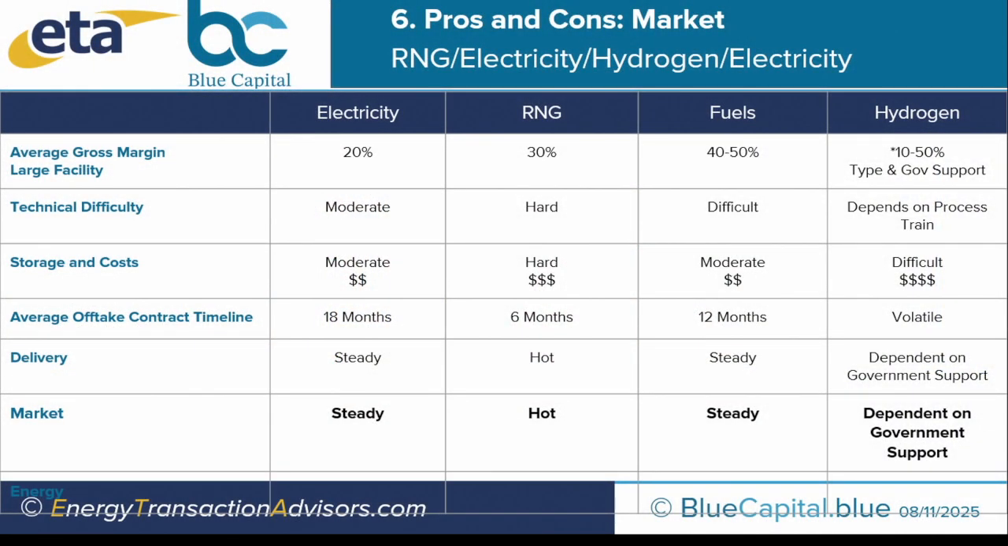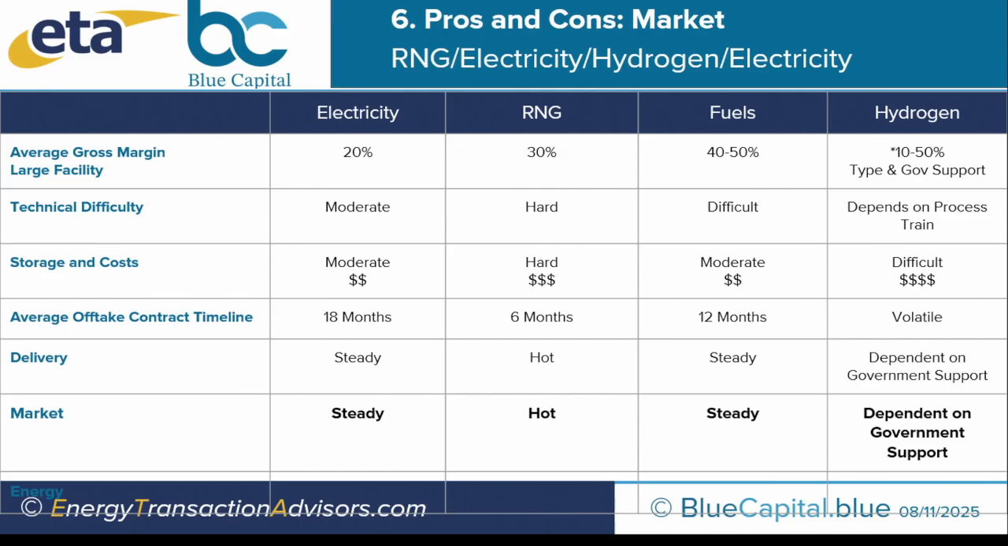All right. So electricity is a super steady market. You're always going to be able to enter into it. There's no lack of need for it. It's just a very steady market. It just takes some time to create the offtake contracts. RNG right now is hot. Basically, everybody in my list that works in the fuel industry that's looking for things is looking for RNG. So if you got it, it's hot. People want it.